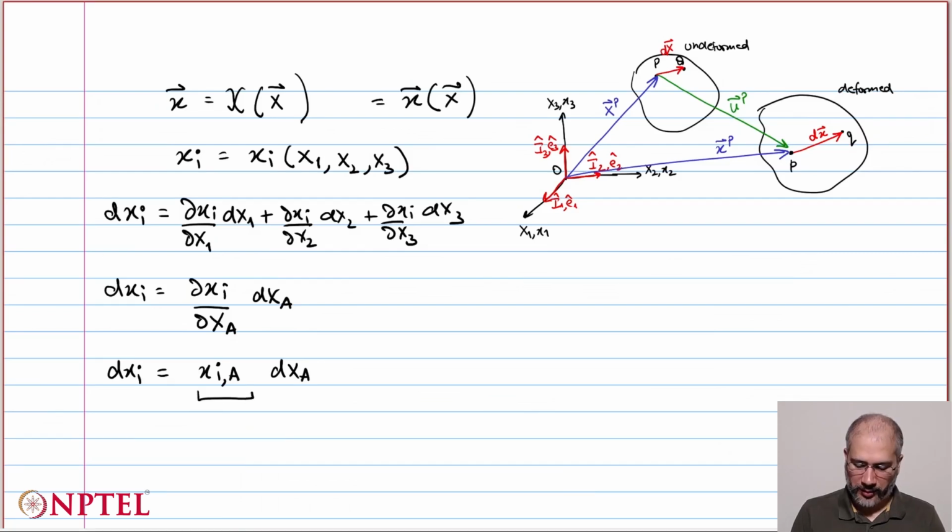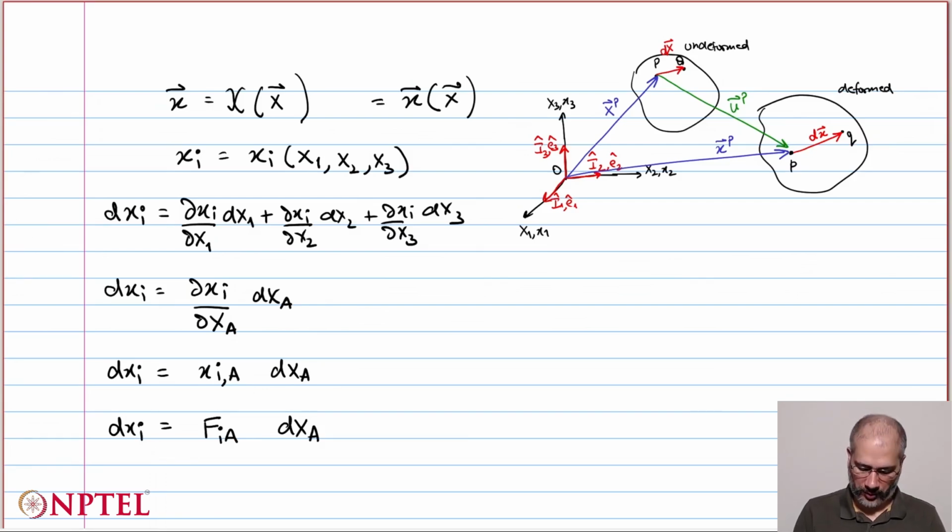And since this quantity by itself is a second order tensor, because you have two free indices here, this is given a name which we call the F tensor with the indices I and A in this case. So we can write d small xi like this as well.